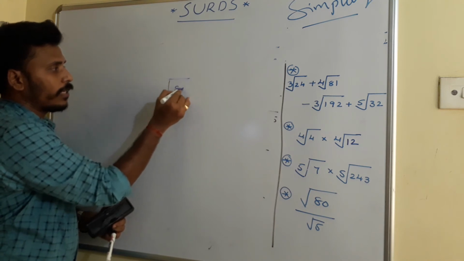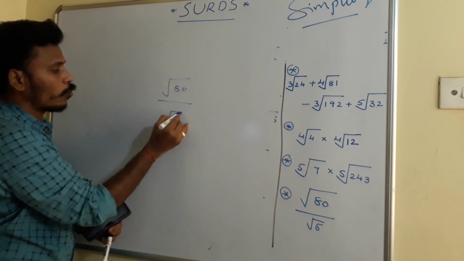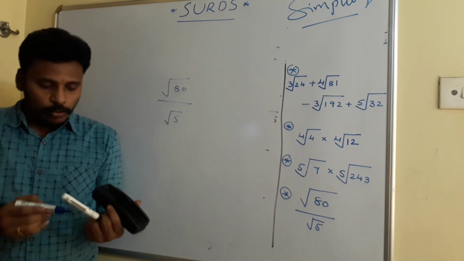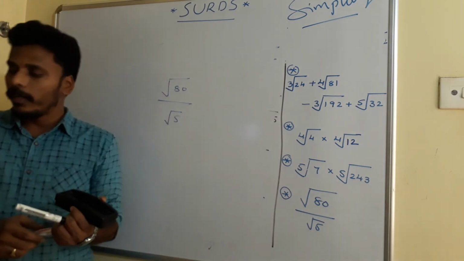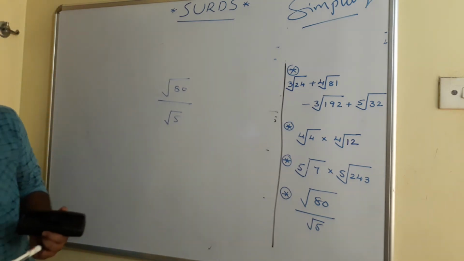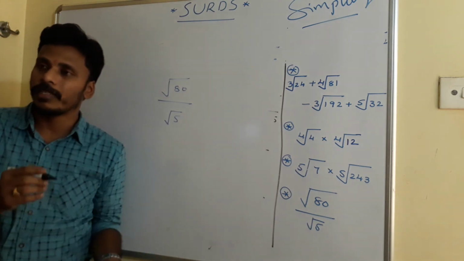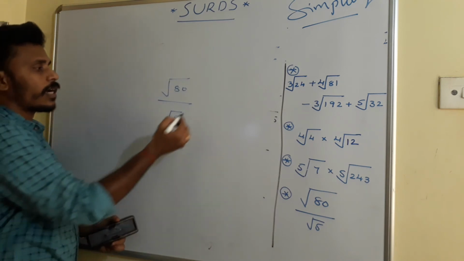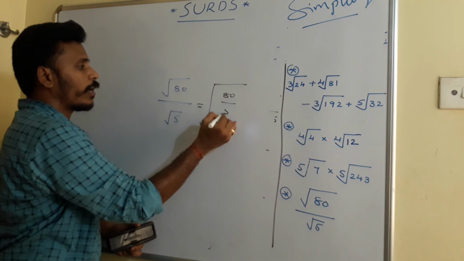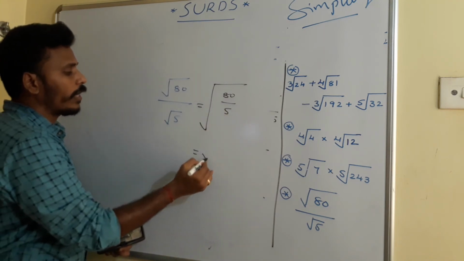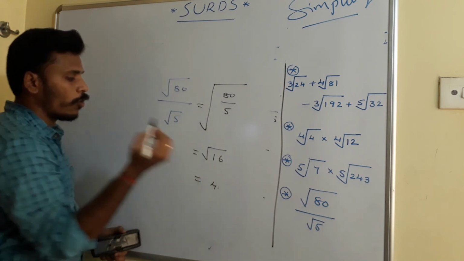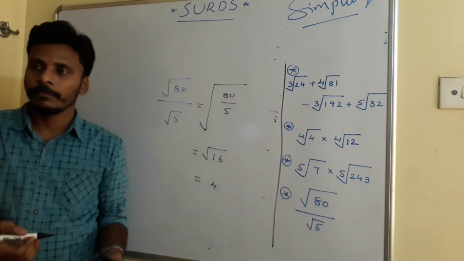Square root of 80 divided by square root of 5. Division of two surds. I mentioned to you that division is also possible only if the surds are of the same order. Both the surds are square roots, that means they are of the second order. Since they are of the second order, you just directly combine. So square root of 80 divided by 5 you will write. See, square root of 80 divided by 5 is square root of 16 and your answer is 4. And that is your answer.